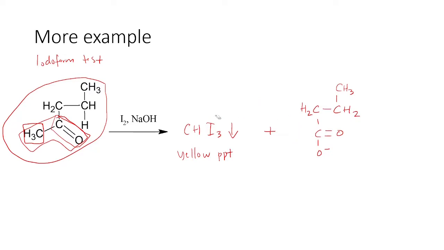That's why in the iodoform test, we test for the presence of methyl carbonyl group, because that methyl part will form the CHI3, the iodoform. Okay, so that's it for chemical reaction of carbonyl compound. So good luck, study hard, study smart, bye.